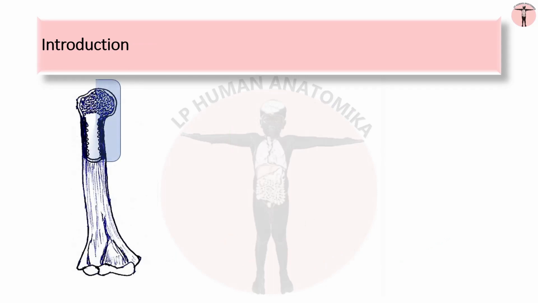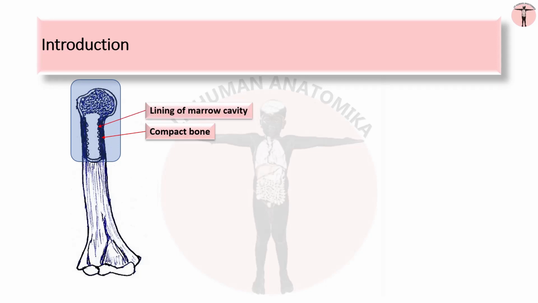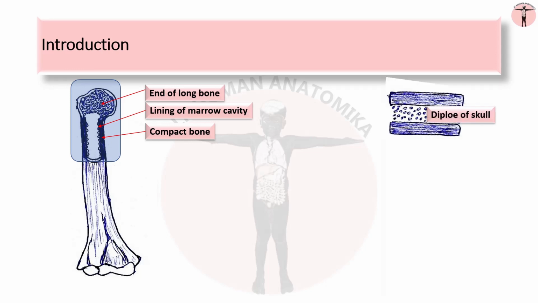The cut section of the long bone shows the wall of the shaft is tubular and encloses a large marrow cavity. The wall of the tube is made of hard, dense material which appears smooth, without cavities, on naked eye examination. This part is called compact bone. The lining of the marrow cavity, the ends of long bones, and the diploe of skull bones are filled with a meshwork of tiny rods or plates of bone with numerous spaces in between. This type of bone is called spongy or cancellous bone.